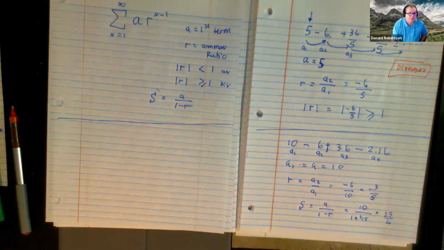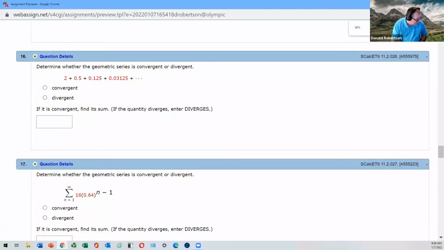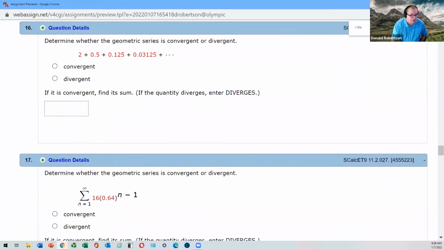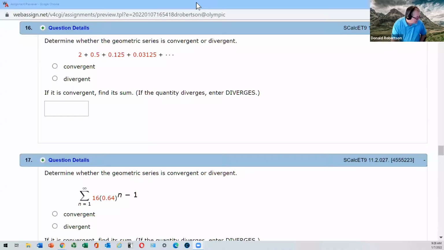Now, let me show you some of the homework questions, because one just came to mind that looks kind of cool. Is that big enough? Yeah, that's big enough. Double check I hit the right one here. Okay. You're looking at question 16.